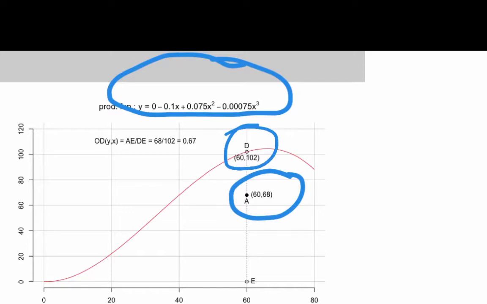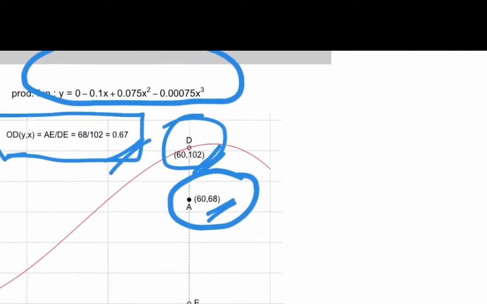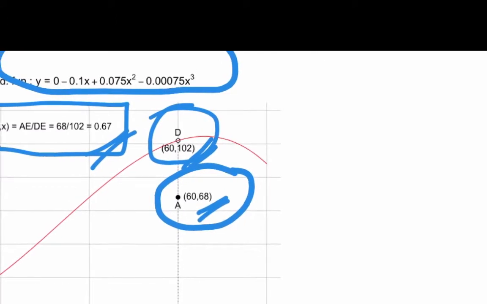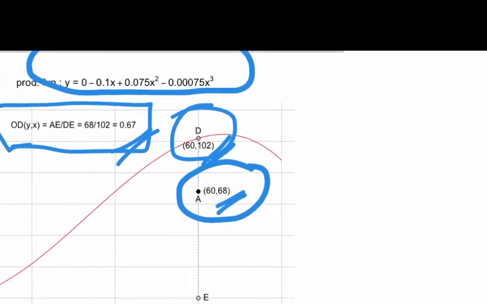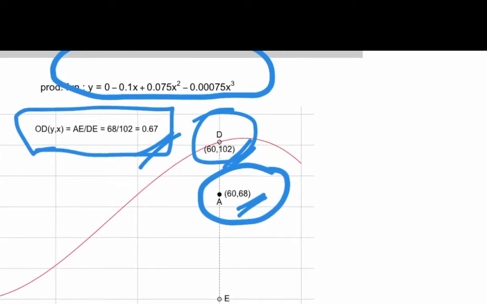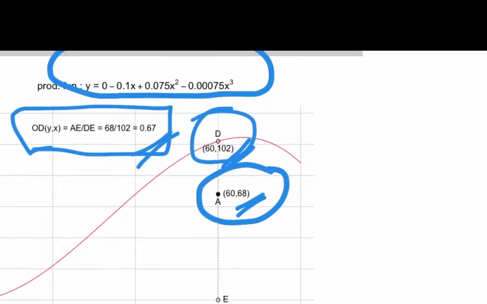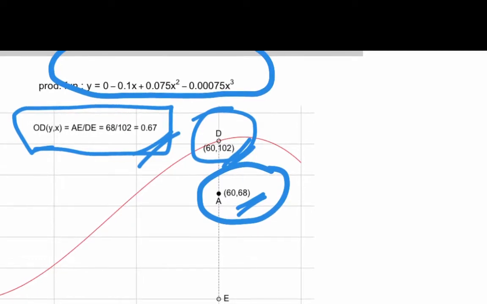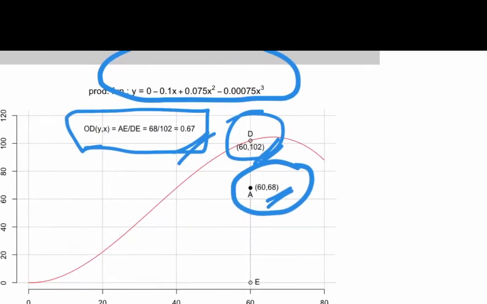So in this case, the output distance function is going to be a ratio of the actual output, which is 68, to the maximum output possible, which is 102, giving 0.67. And the fact that we have the same level of efficiency here as we did before is just a coincidence. Input and output oriented measures of efficiency are not always the same unless we have constant returns to scale, which we don't in this case.